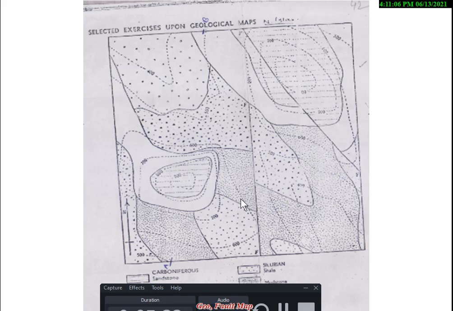Okay, if any bed disappears on the left side, it must appear on the right side along this line, in some portion. This line just disappears here on the left side and appears here on the right side. This portion is just a slip or fault. So this line is a fault line.